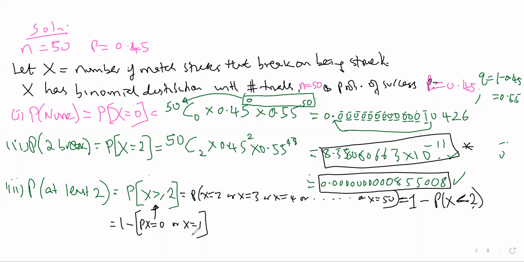So we need to compute those two. We sum them up. So this is the same as 1 minus the probability that X is 0 plus the probability that X is 1. Please notice where I've put my brackets. Let me highlight them so you can see them.